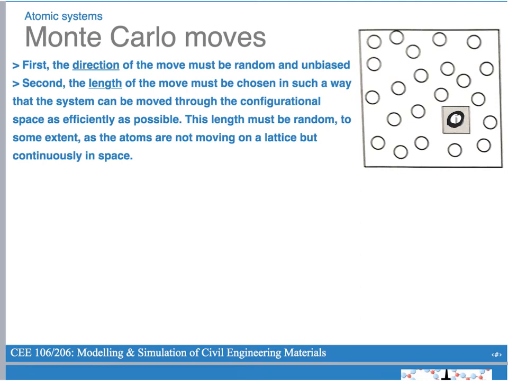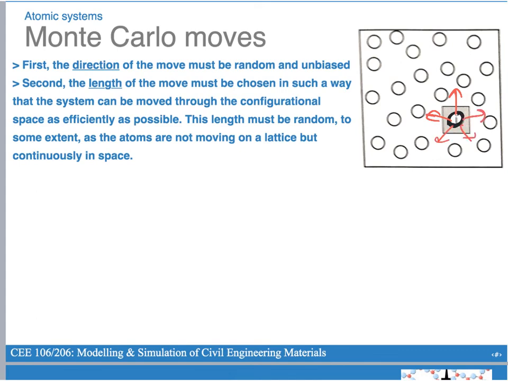You don't want certain atoms to move more than the others. So you need to select one atom randomly with a uniform distribution so that you have the same chance to select all those atoms from 1 to n. And then after that, you need to generate a random move for those atoms. There are two steps when you generate a random move. First, you will need to select randomly a direction.